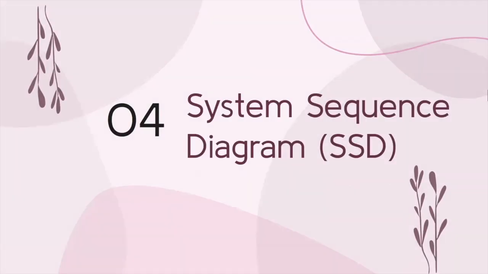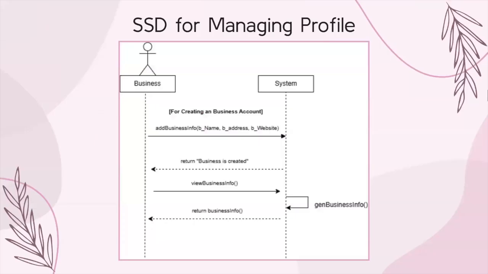And I'm also going to be talking about the system sequence diagrams, SSDs. So this is the SSD for managing a profile. A business user can create an account by adding the business name, address, and website, and then the system returns that the business is created, and then the business can view their business info anytime, and the system generates the info and returns the business info.